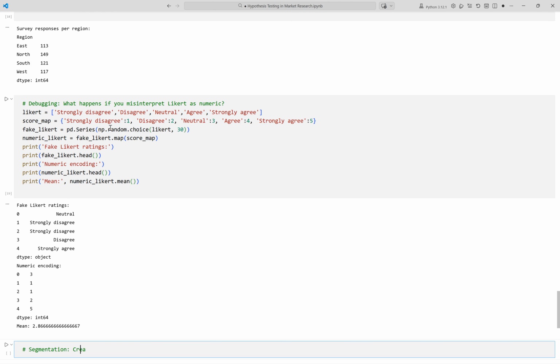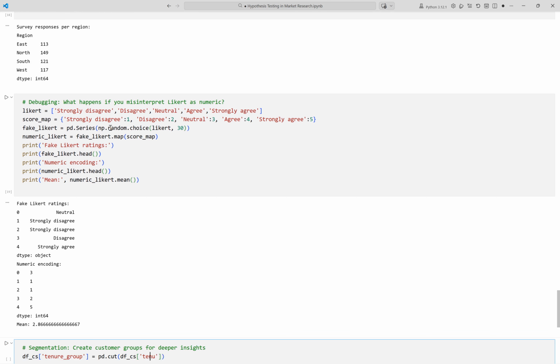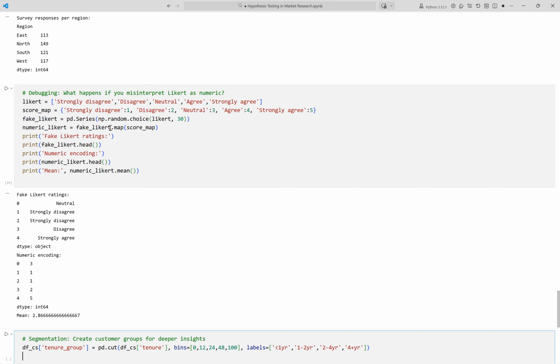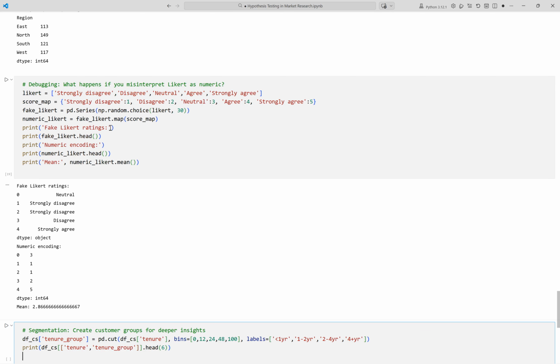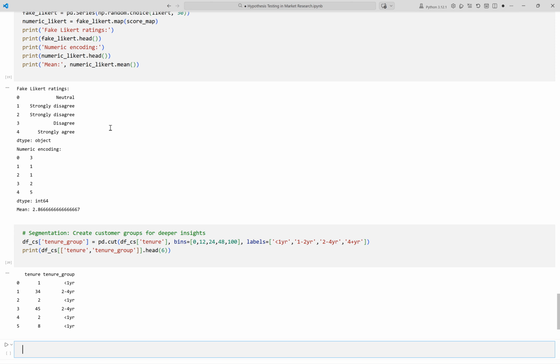Segmentation helps managers target the right group with better offers or messages. We segment customers based on tenure into business-relevant bins. We display sample mappings to clarify the segmentation logic. Running the cell now. This output shows how the continuous tenure variable is segmented into meaningful groups labeled by customer tenure length, like less than 1 year and 2 to 4 years. Notice the grouping aligns with bins we specified to simplify patterns and comparisons across customer segments. This step is key to testing hypotheses about how tenure relates to customer behavior.